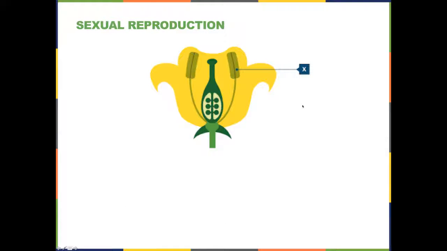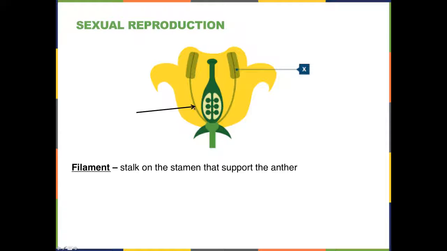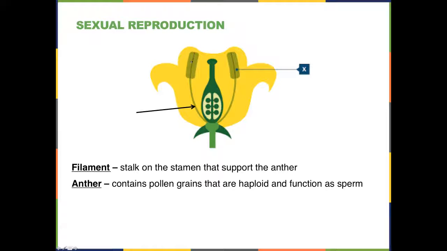Now let's look at another, and we're going to break down the stamen and the pistil or the carpel into its component parts. So the stamen is made up of two parts: the filament, which is the part from here down to here. So it's the lower part of the stamen. And then the other part is called the anther. And the anther is up here, and it is the part that contains the pollen grains. The pollen grains are the haploid cells that function as sperm.